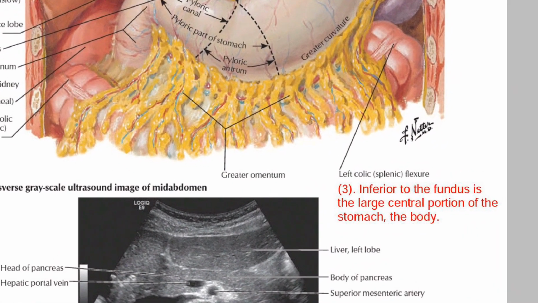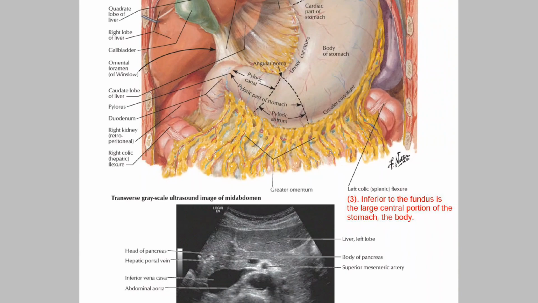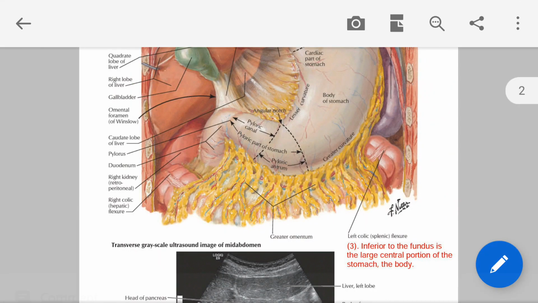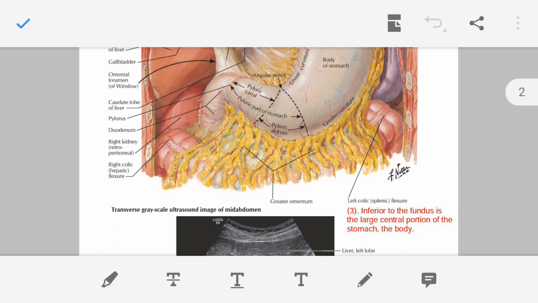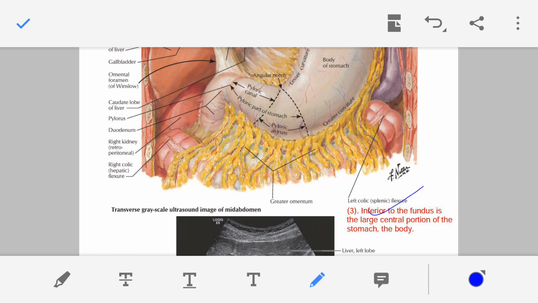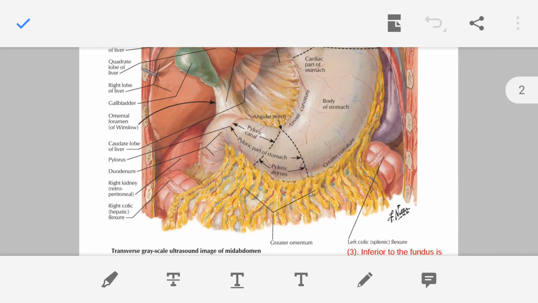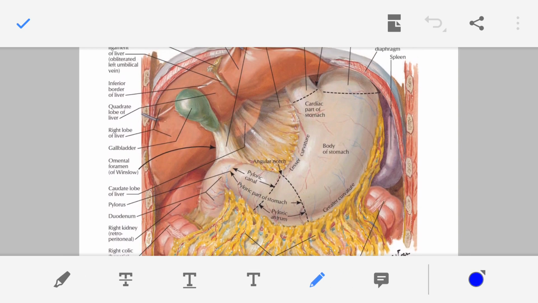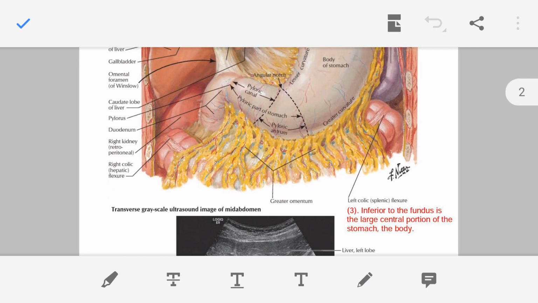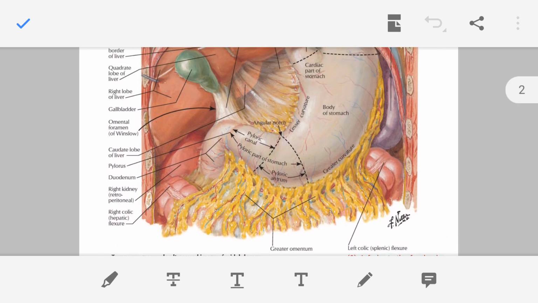Now moving on to the third point of our discussion. Inferior to the fundus, the large central portion of the stomach is known as the body. For example, this one is the fundus, and inferior to it is the large central part. So this large central part is known as the body of the stomach. So this is the third point of our discussion.